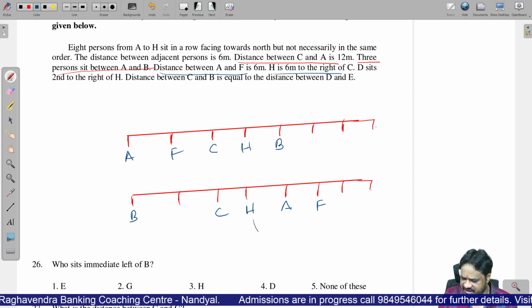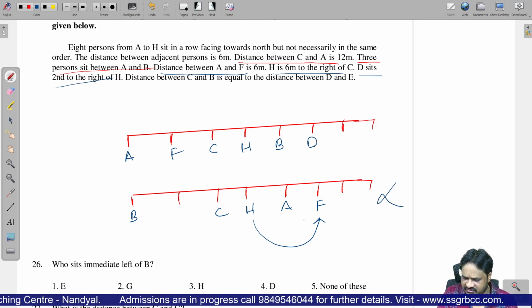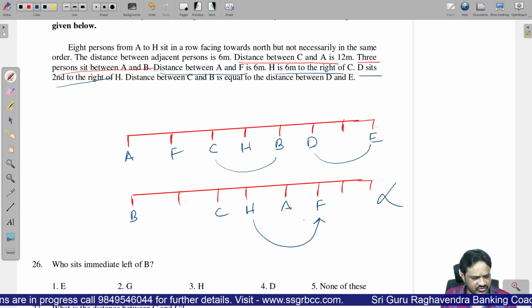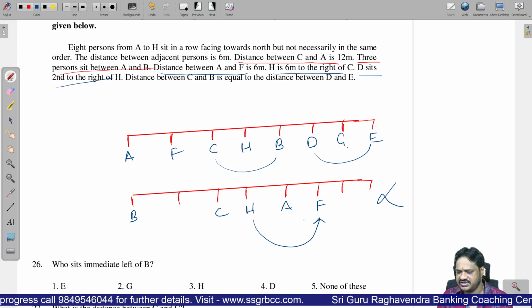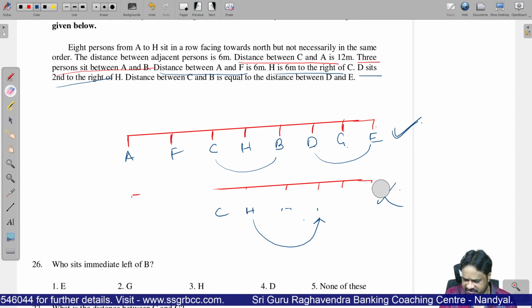D sits second to the right of H. This point will not come here, here we will get D. Distance between C and B is equal to distance between D and E. So this is E. Now we are left with only one person, that is G. This is the correct arrangement and the second one is definitely wrong.